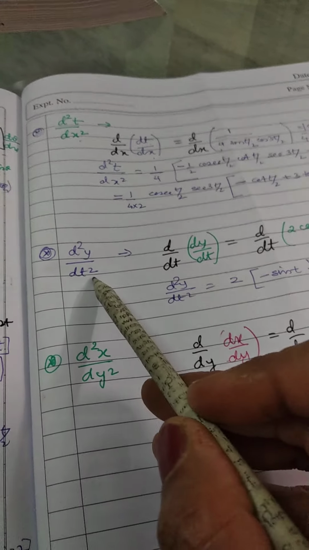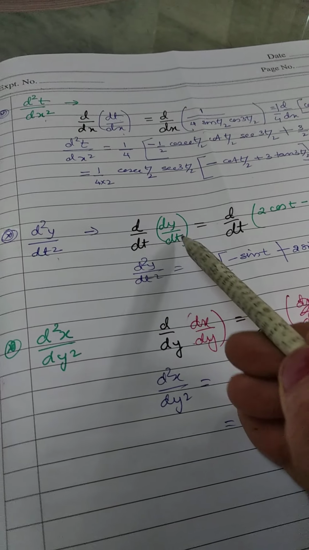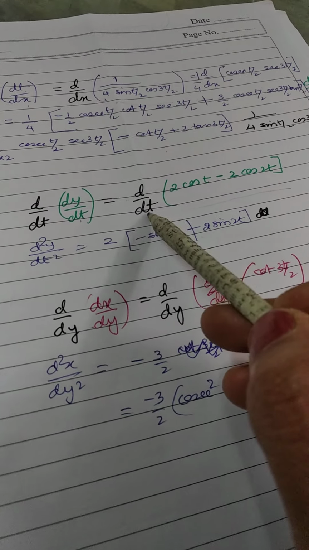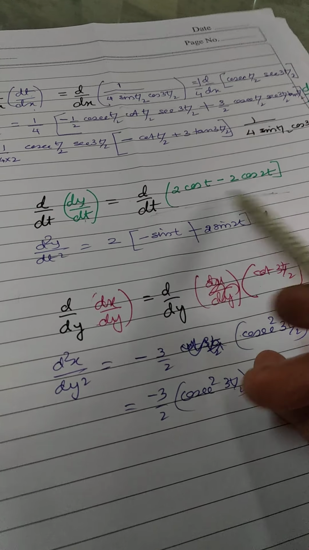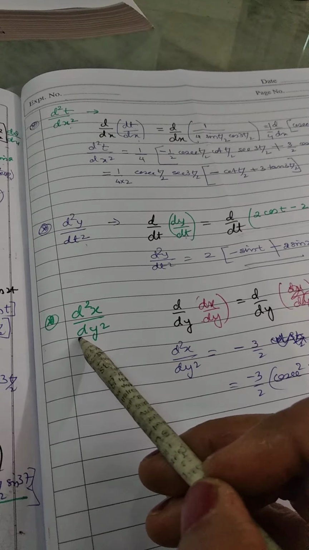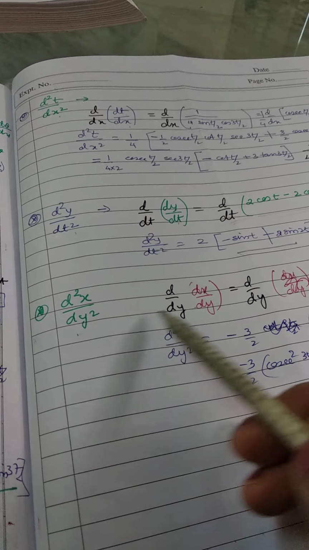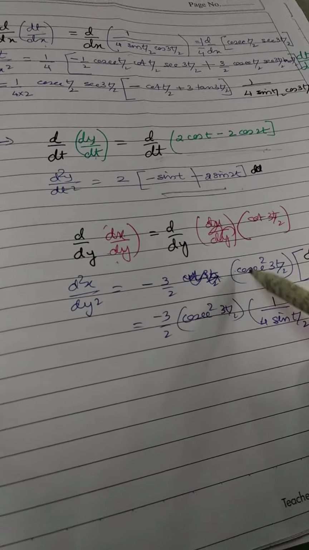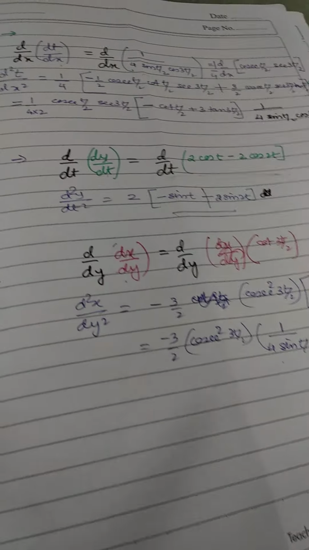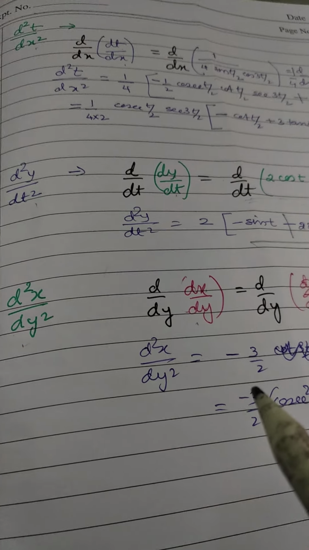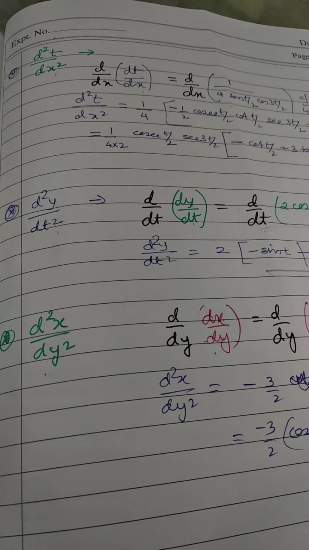Likewise, the next one, d2y/dt², is the second derivative of dy/dt, which is already a function of t, so we don't need to go further. This is the answer. The last expression, d2x/dy², is the second derivative of dx/dy. So this is how you have to take up the higher order derivative or second order derivative of parametric functions.